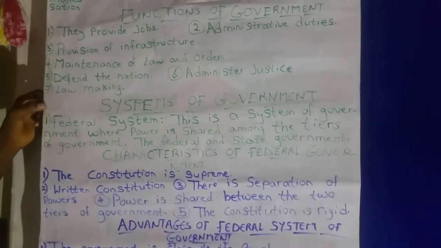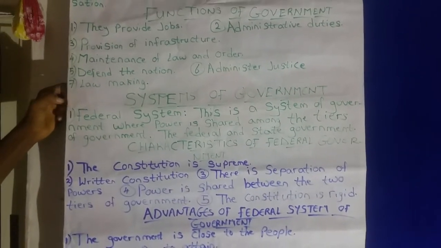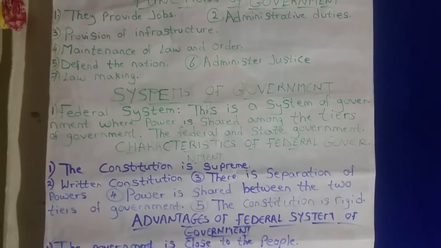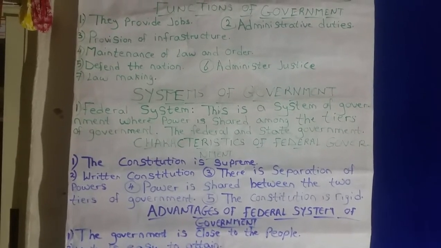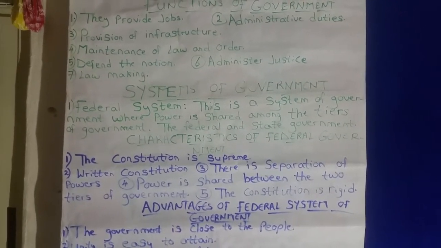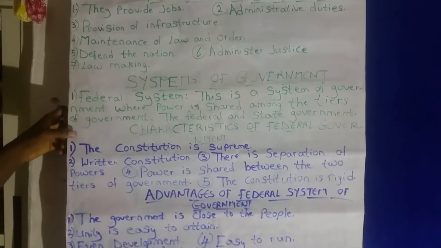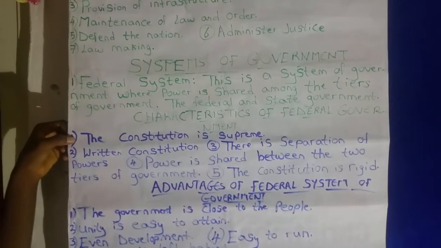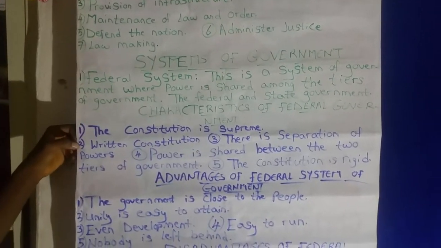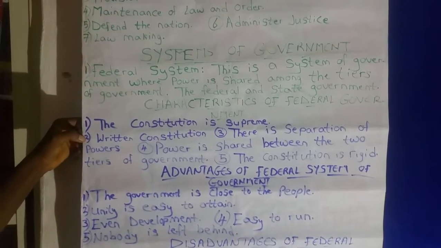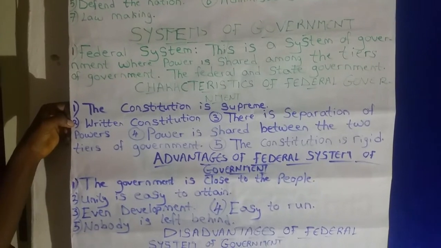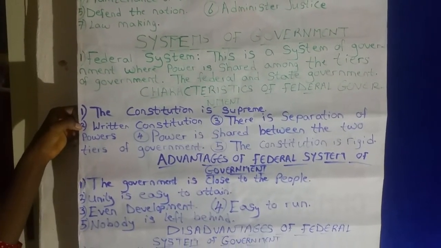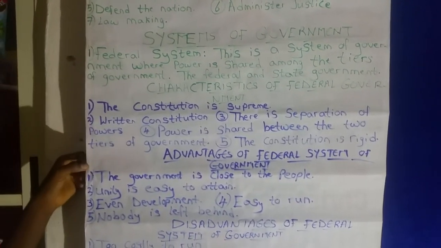Let's talk about the systems of government. The first one was the federal system. This is a system of government where power is shared among the tiers of government, that is, the federal and the state government. Characteristics of federal government. 1, the constitution is supreme. 2, written constitution. 3, separation of powers. 4, power is shared between the tiers of government. 5, the constitution is rigid.